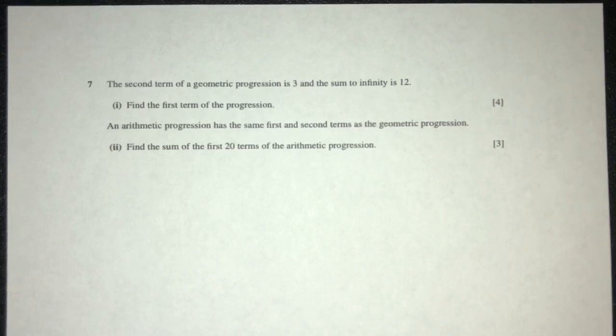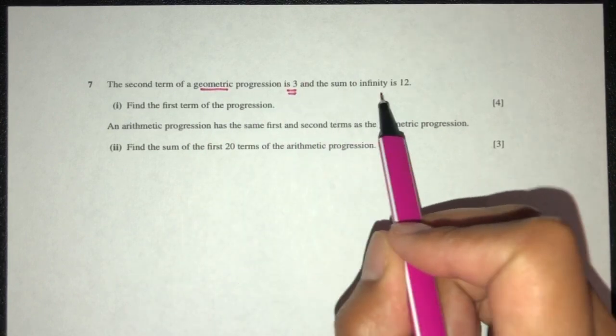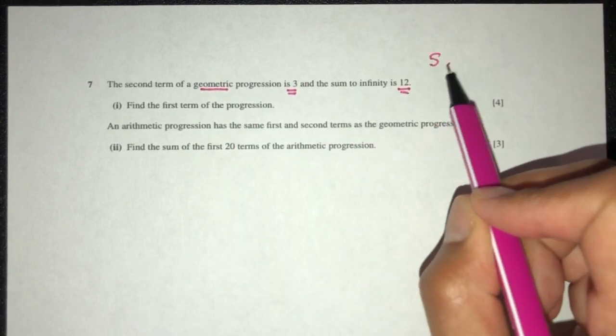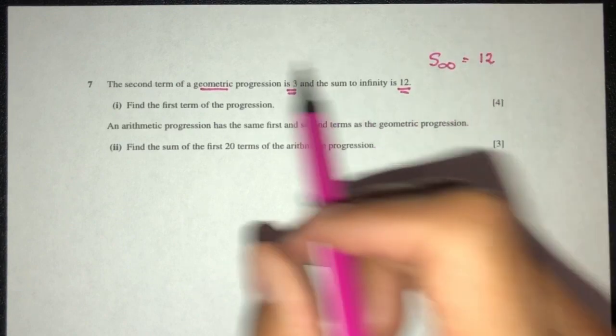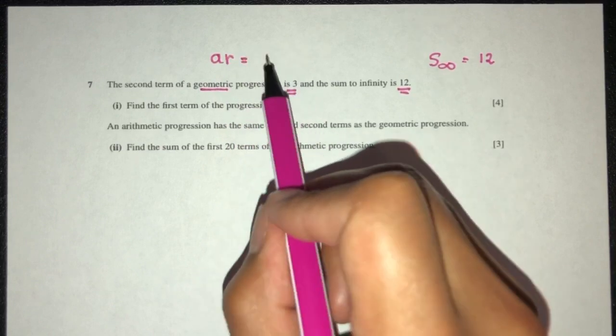Okay, so let's move on to the next question. The second term of a geometric progression is 3 and the sum to infinity is 12. So the sum to infinity is 12 and the second term, which is AR, is equal to 3.